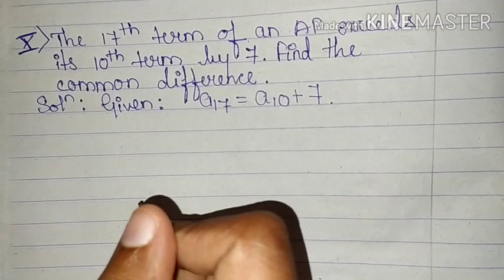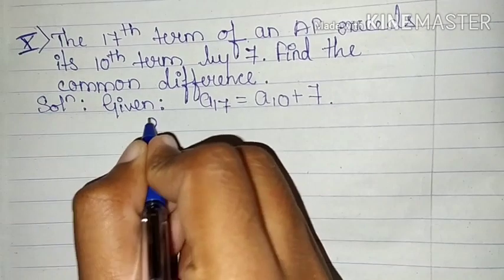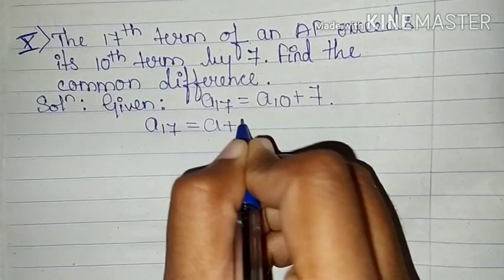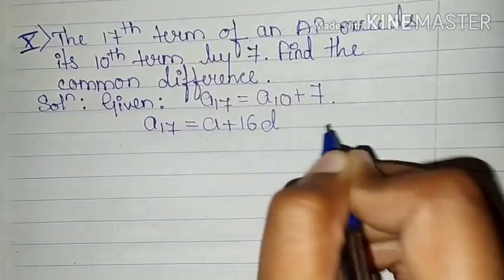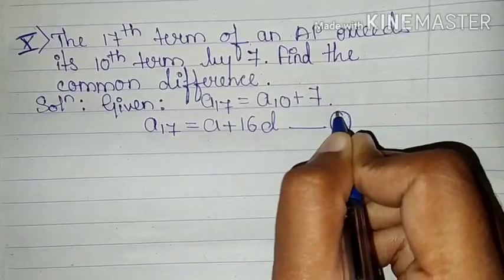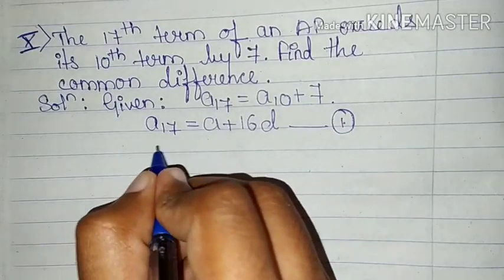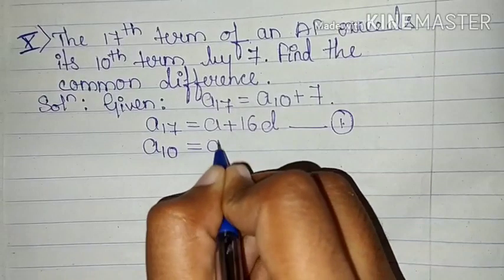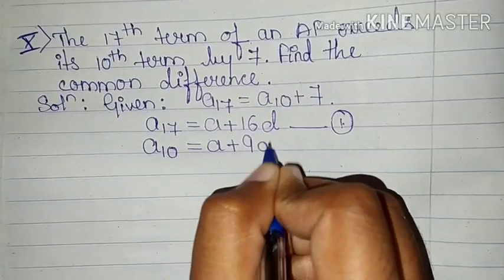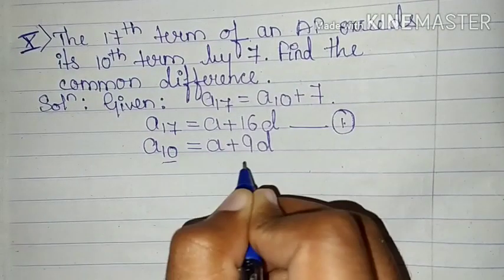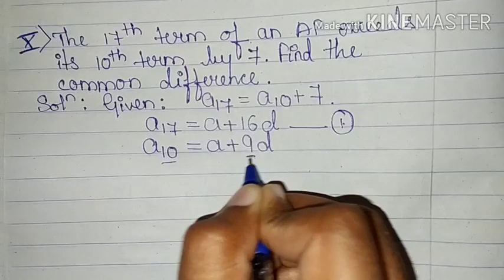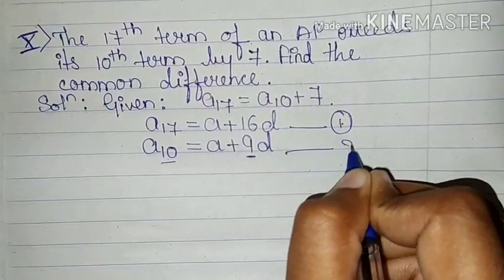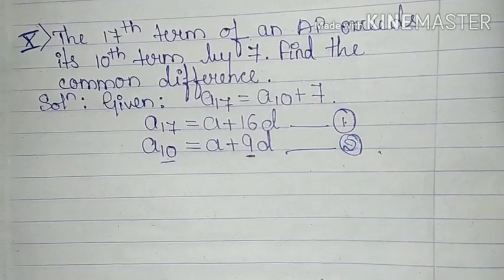So in general form, I can write A17 as A plus 16D. This is my first equation. Similarly, I can write A10 as A plus 9D, because here we have N minus 1, and this is 10, so 10 minus 1, 9. So this is our second equation.